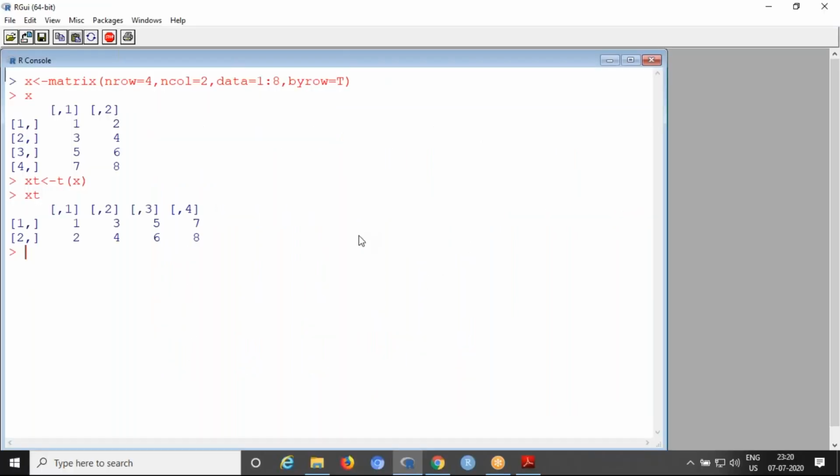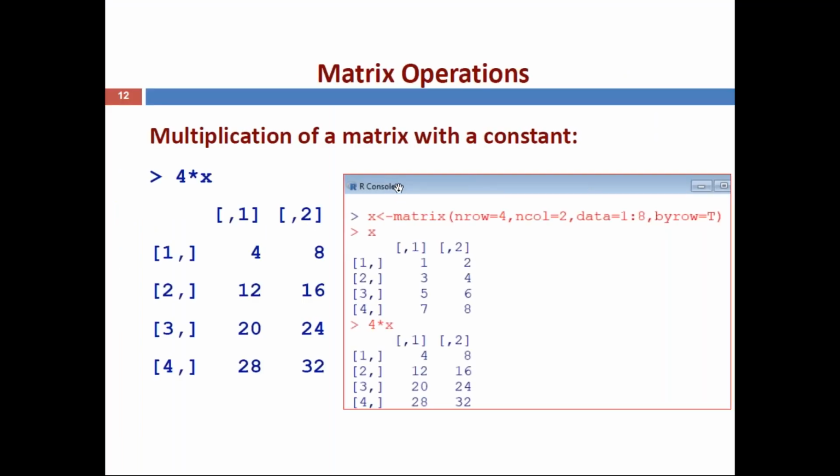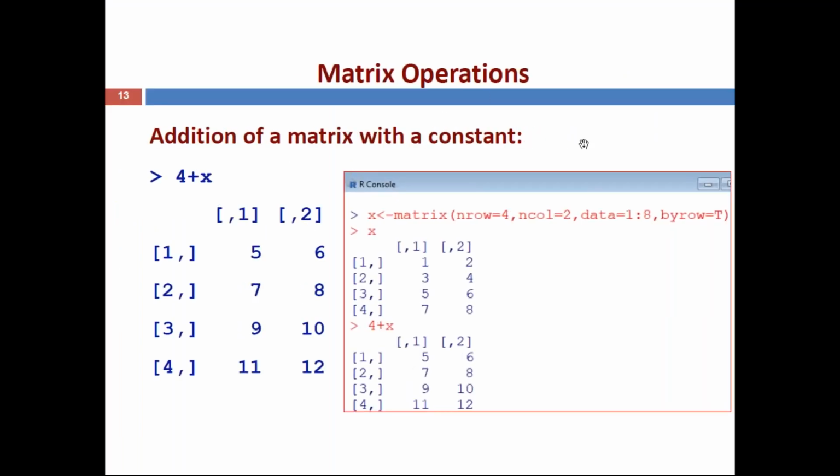Now you can execute this command. Now I am multiplying 4 into the matrix x. Now see, this is the output that we saw there. Similarly, not only multiplication, you can perform other arithmetic operations also. For example, another operation: addition of a matrix with a constant. This is also not addition of two matrices. We are adding a constant to the matrix, meaning each element in the matrix is added with the constant, whatever constant we entered.